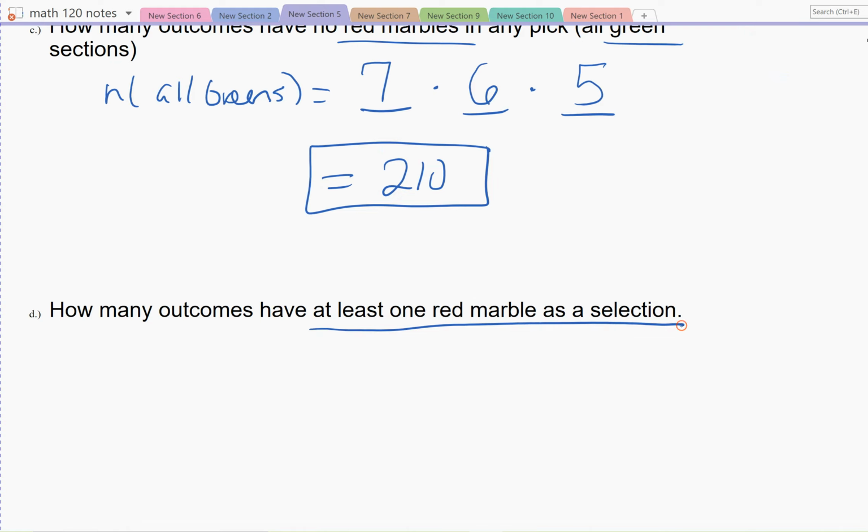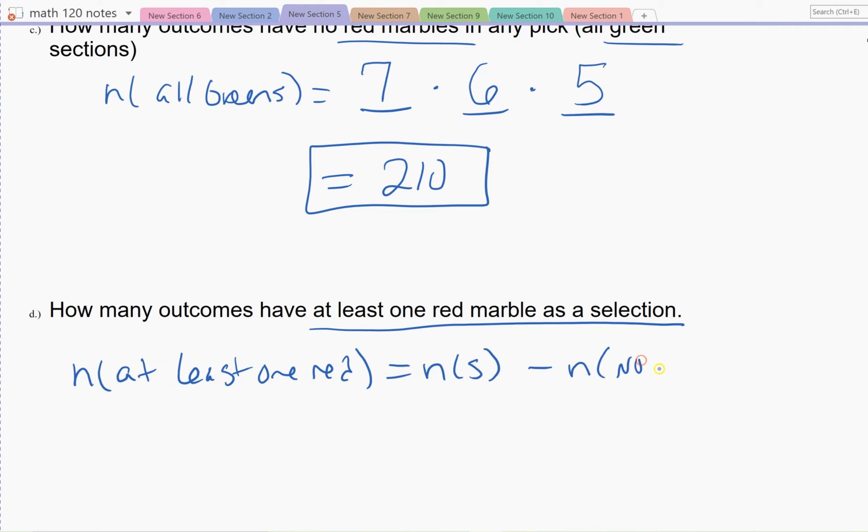All right, the last example, again, I'm going to use the complement. At least 1 red. Well, it's my universal set minus the outcomes with no reds. All right, all green.